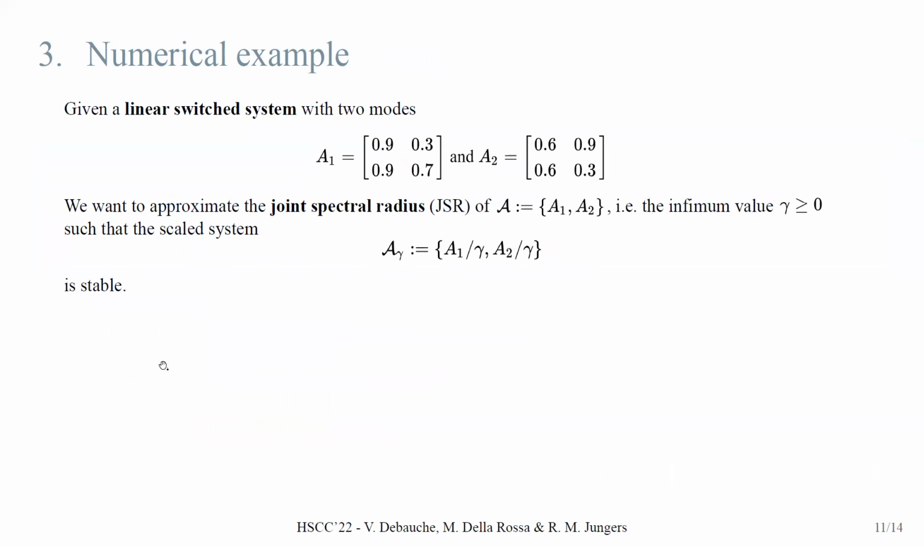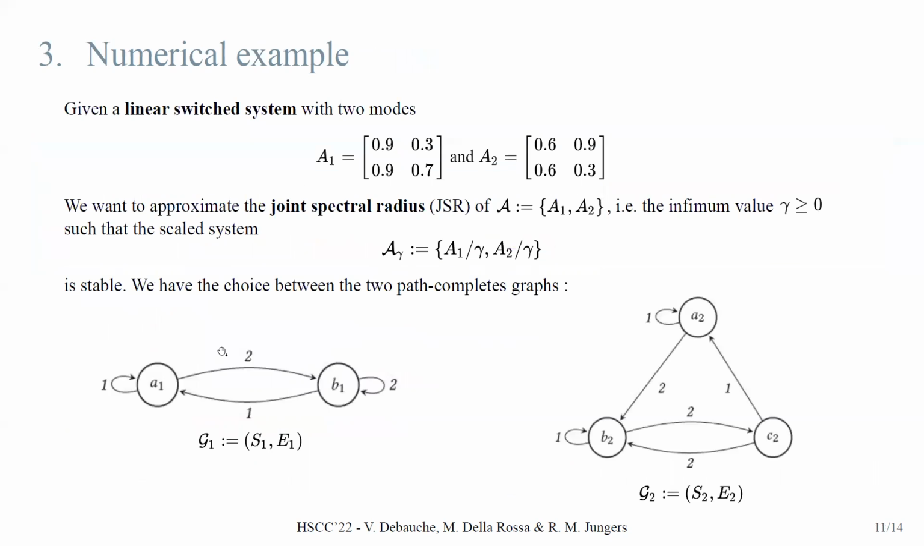So let's finally consider a numerical example with the following linear switch system. Let's assume that we want to approximate the joint spectral radius of this set of matrices, which means the infimum value gamma such that the scaled system is stable. To this end, we can choose one of the two graphs that we have encountered in the previous example. We have already seen that G1 does not simulate G2, but it's actually possible to prove that G2 does not simulate G1 either.